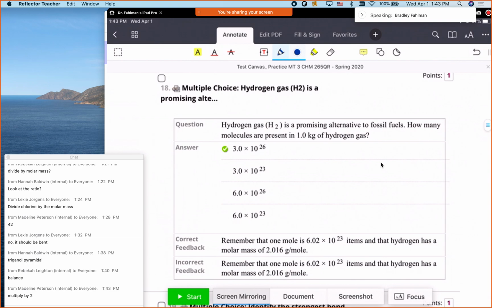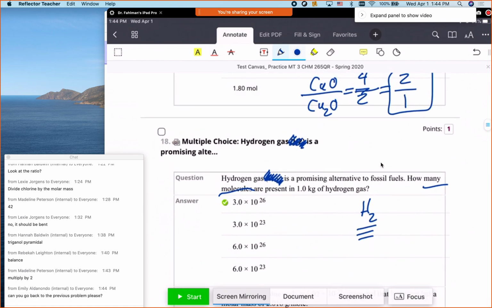Hydrogen gas. On the exam, I may not be nice enough to give you that, so remember that hydrogen gas is H2. But let's see. How many molecules are present in 1 kilogram? So what do you do here? How many molecules? We haven't done one like that yet. And I guess the feedback, it's kind of... Oh, the previous problem? Okay, yeah.